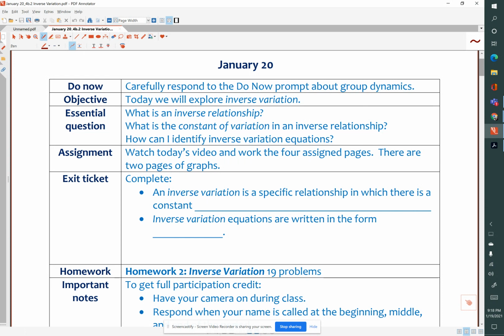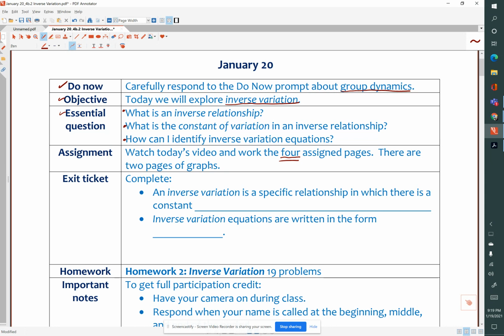We will start with our do now as usual. This one is about group dynamics. We will explore our objective, which is inverse variation. Our essential questions ask, what is an inverse relationship? What is the constant of variation in an inverse relationship, and how can I identify the graphs of inverse variation equations? As we watch the video, we have 4 assigned pages.